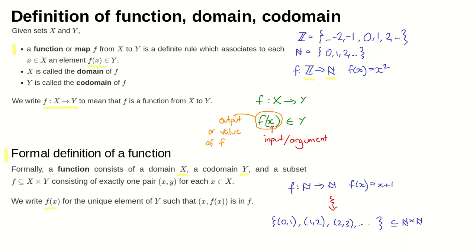As I say, we're not going to use this formal definition very much in 0005, but I think it's a clever way to capture the idea of a function, and especially to make it precise, to get rid of the vagueness of what is a definite rule.